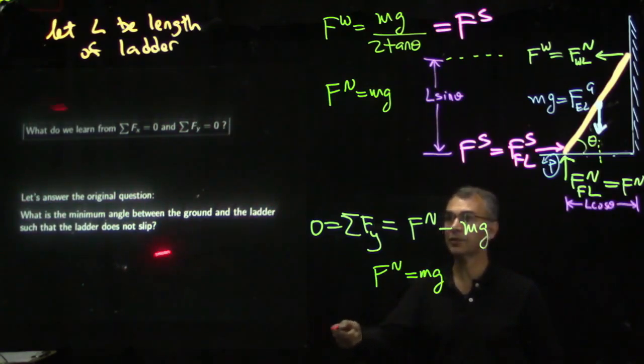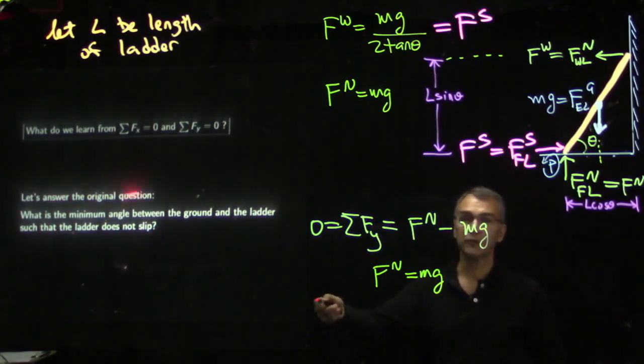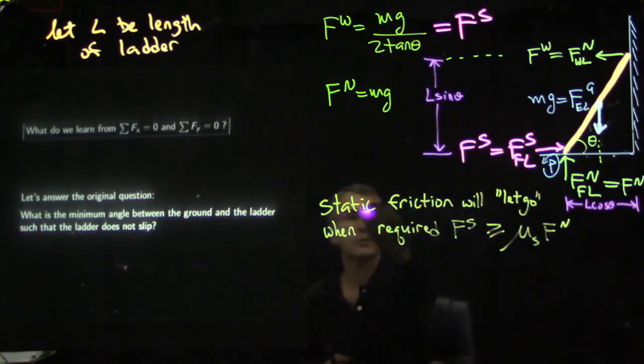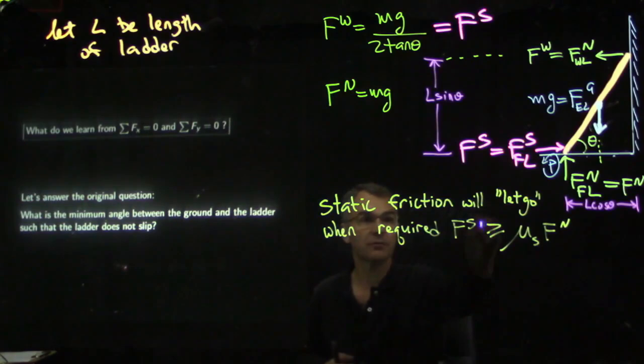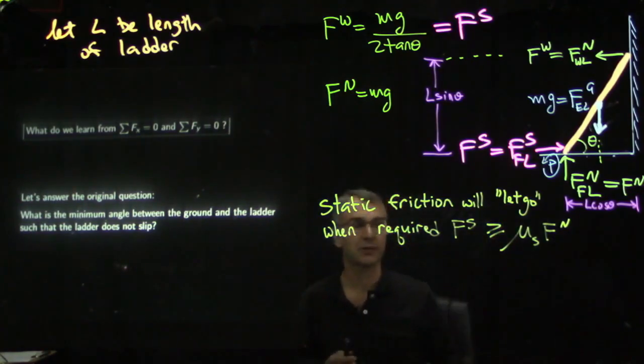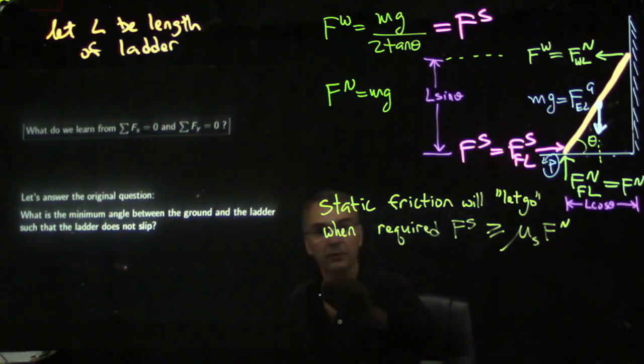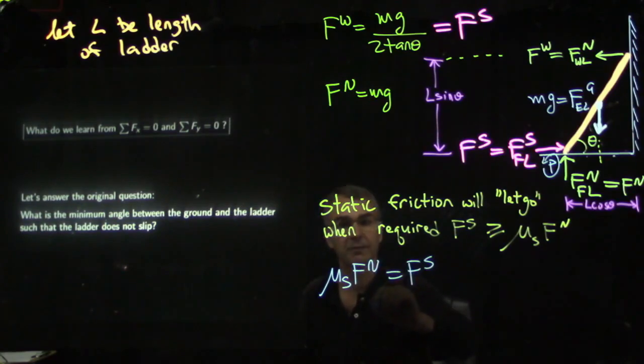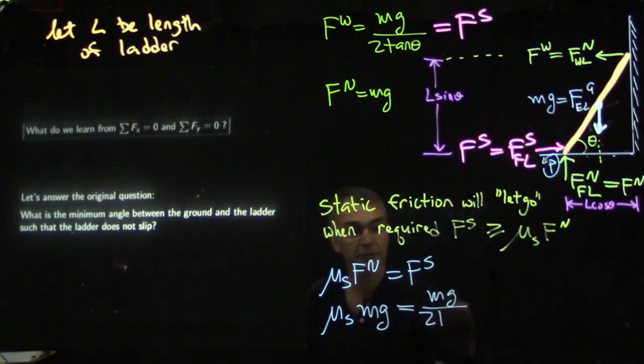What is the minimum angle between the ground and the ladder such that the ladder does not slip? Well, to know that, we have to work out the static friction force and compare it with the maximum allowed value for the static friction force. The ladder will slip when static friction gives out. Static friction will let go when the required static friction force is bigger than or equal to mu static times F normal. So we want mu static F normal equals F static, which is just when that barely happens. So that's mu static mg equals mg over 2 tan theta.